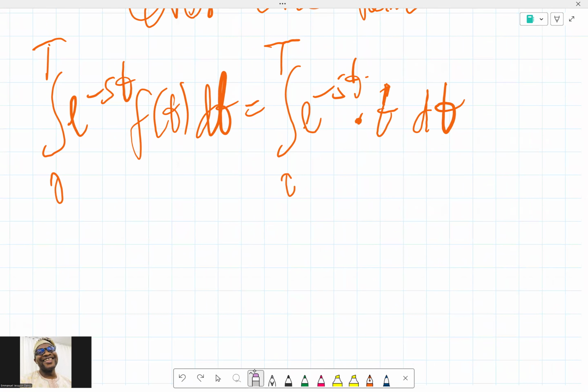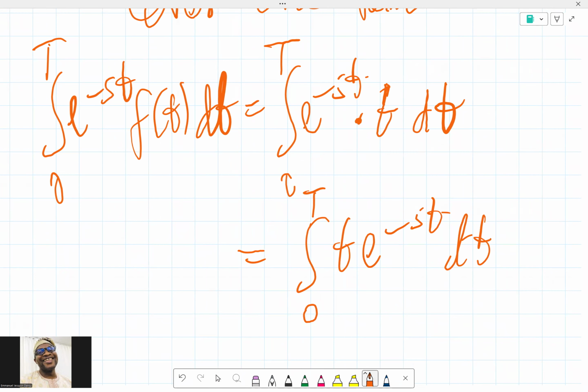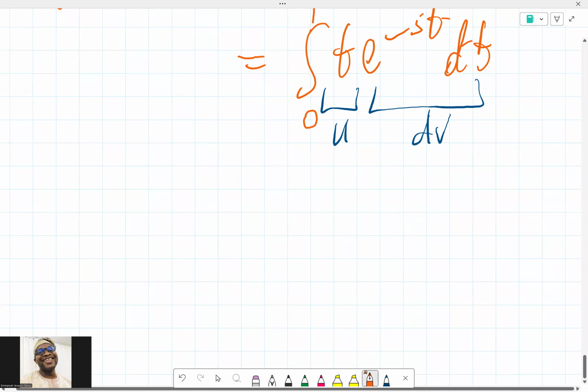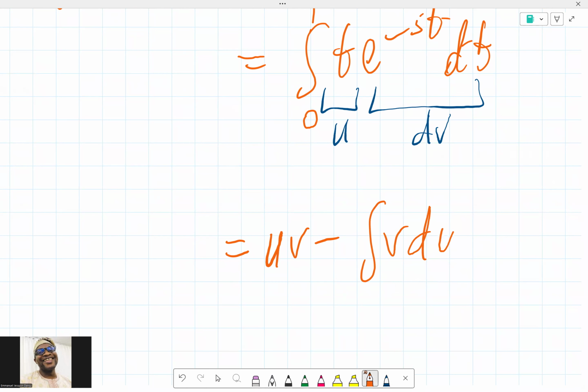So what I'm simply saying here is that this is the same thing as the integral from 0 to big T of t e raised to the power minus st dt. Yes, this is what I need. So now this is u and this is dv exactly, so that the integral of that whole thing is now uv minus the integral of v du. If you don't understand what I'm doing here, you can revisit my work on integration by parts.